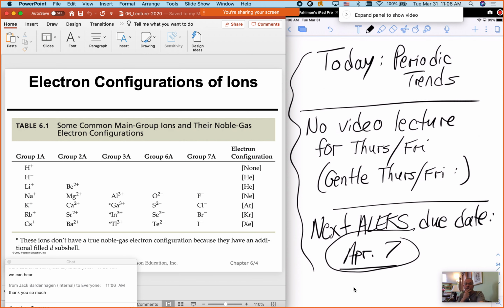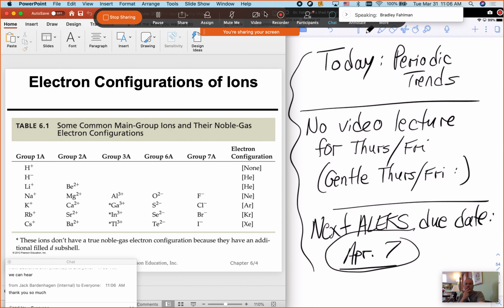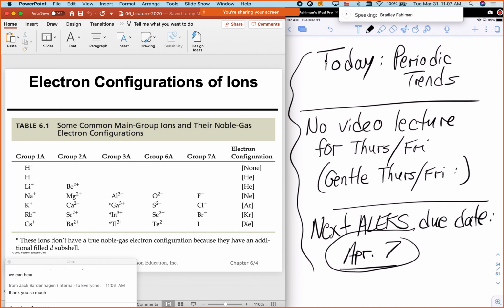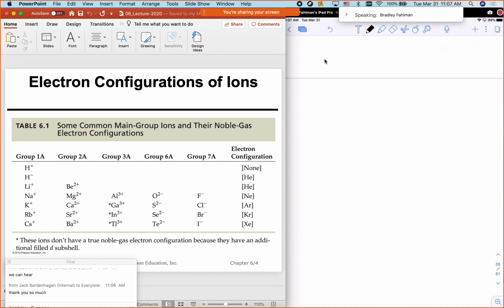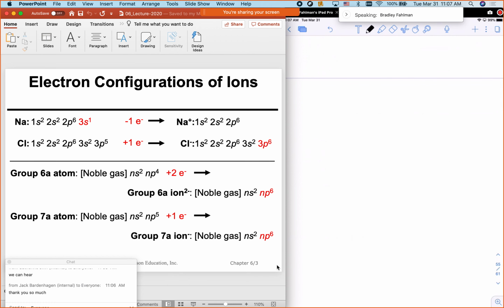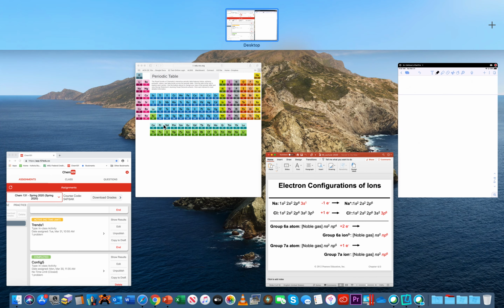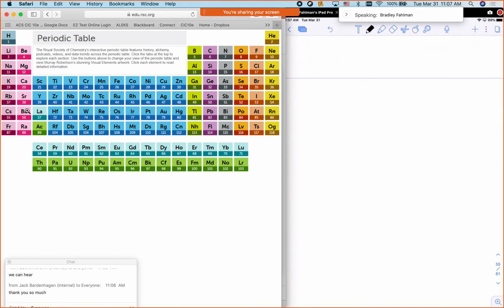Okay. So let's move into the topic of today. Yesterday, I guess, we were talking about electronic configurations of ions. In particular, we were looking at main group elements. And by main group, I mean these ones: group 1 and 2, and groups 13 through 18. So that's called the main group.